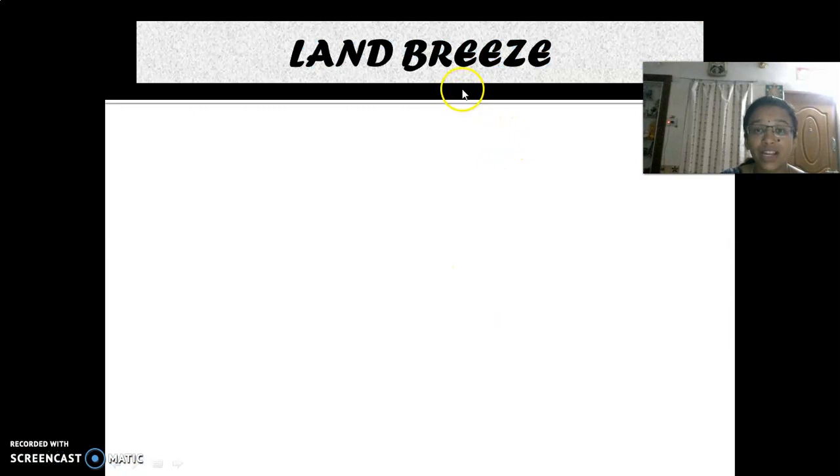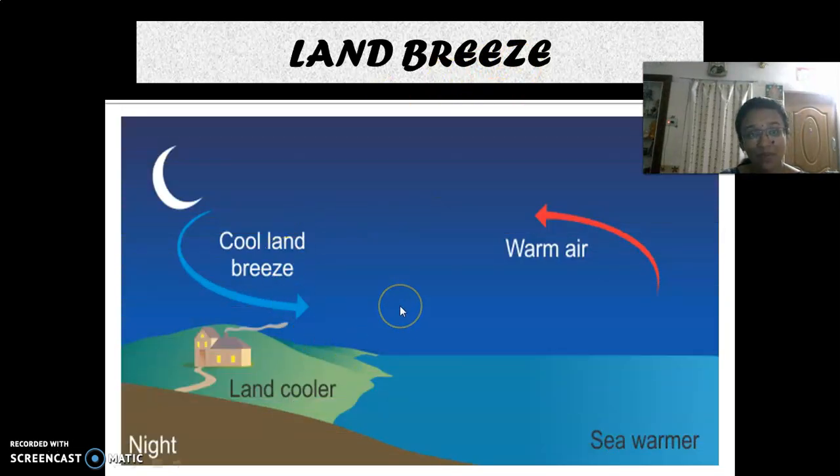What is the next one? Land breeze. Land breeze takes place during night time. Keep this point in mind: sea breeze, daytime; land breeze, night time. During night time, land gets cooler faster than the sea. This is the second point. Land gets cooler faster than the sea. So land is cool, sea is hot.